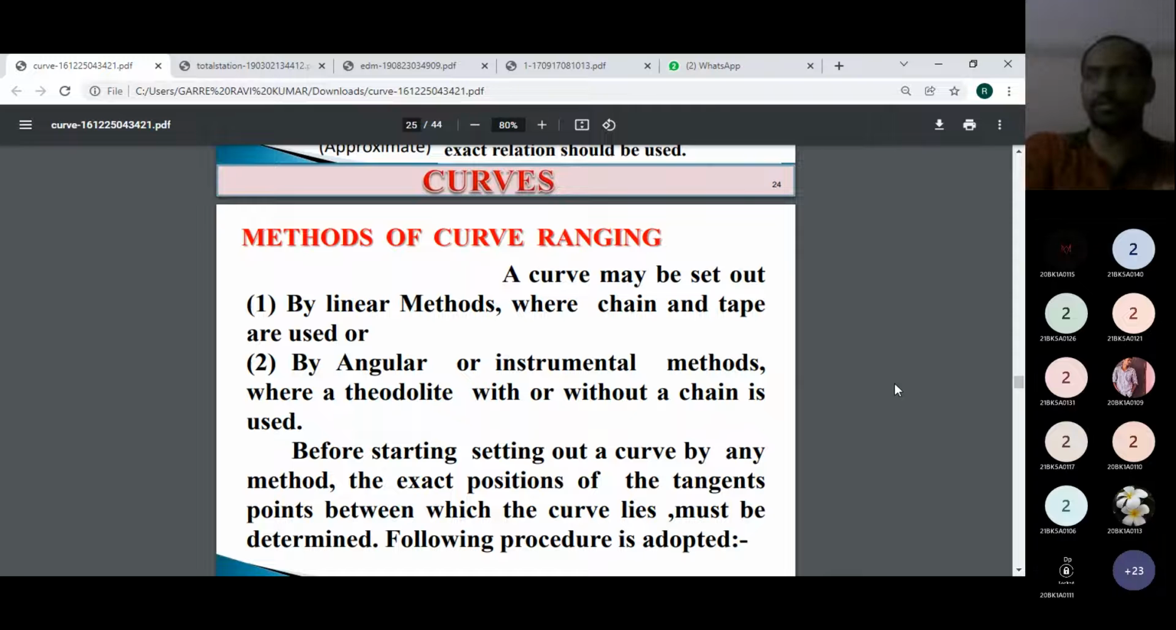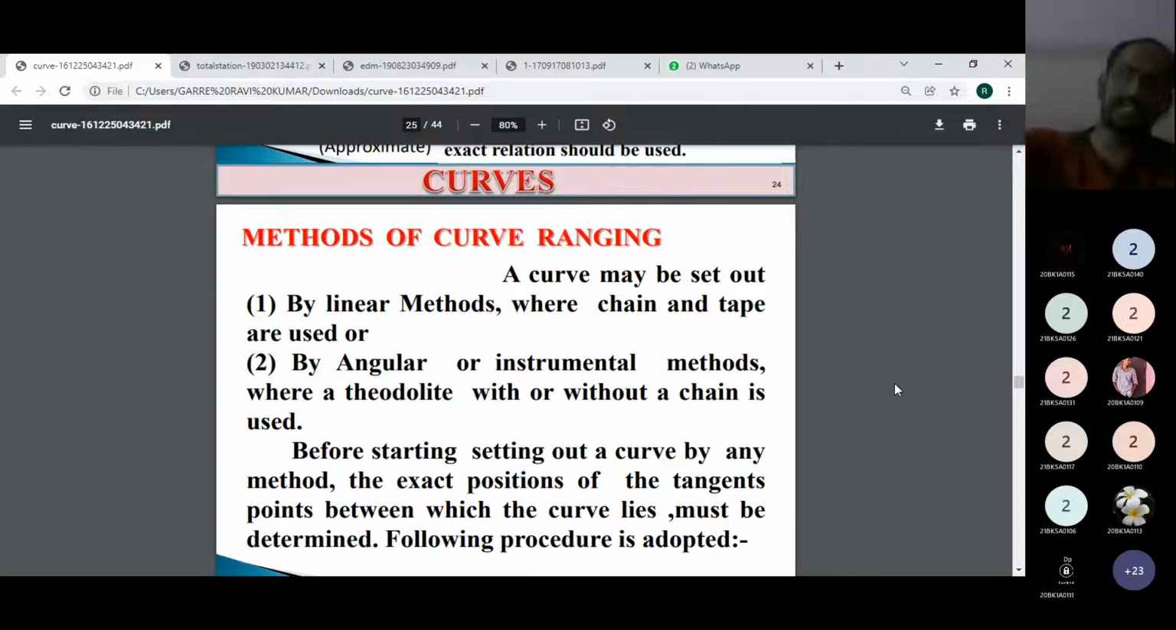Now we have to use both things. An angle measuring instrument should be there and a linear measuring instrument should be there. Sometimes we can omit angular measuring instruments, like when we set out a curve by using the offset method. In that case we can omit the angular measuring instruments, and only by drawing the offsets to the long chord can we set up the curve.